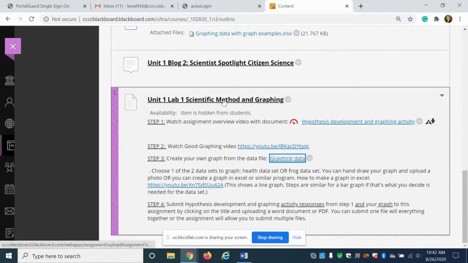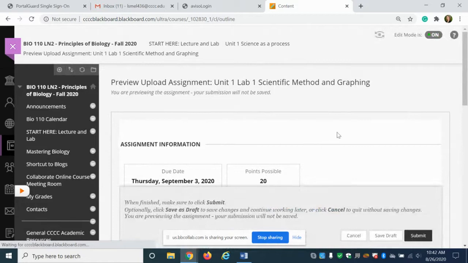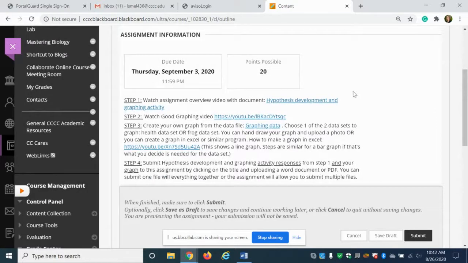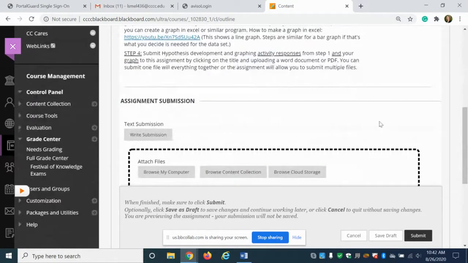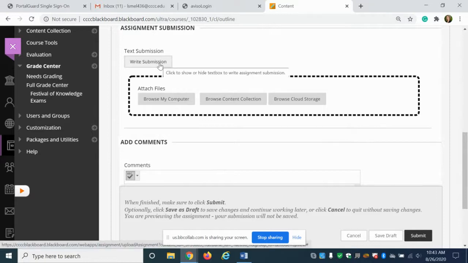And that all can be submitted by clicking here. It reminds you when the due date is. That's also on the calendar. How many points are possible. It gives you the instructions again. And then I suggest typing everything into that Word document and then copying and pasting your graph in there. You can also browse files on your computer and upload a file. For smaller assignments that don't require quite so many components, you can write a text submission, and that's fine.